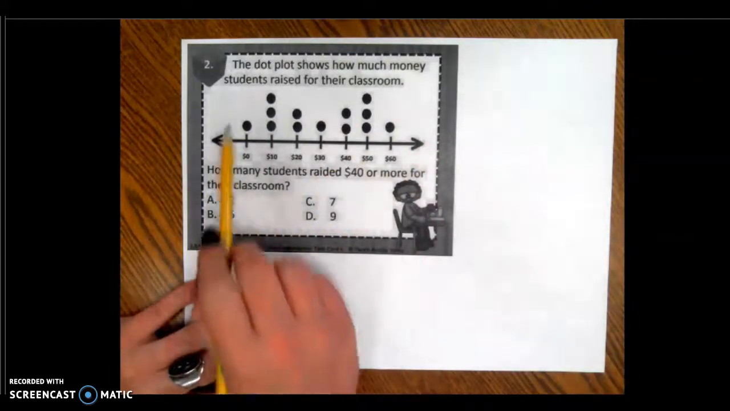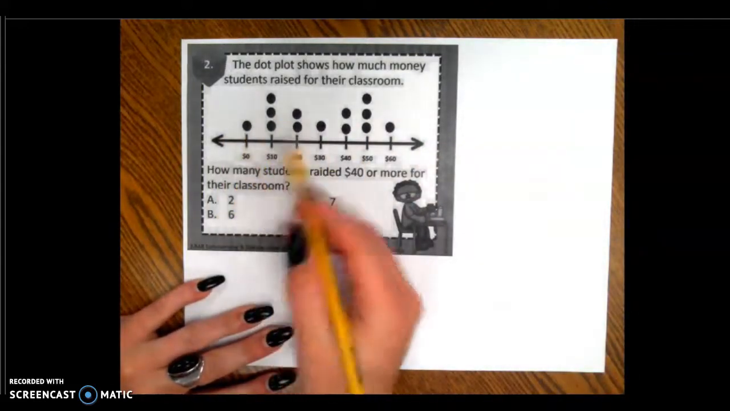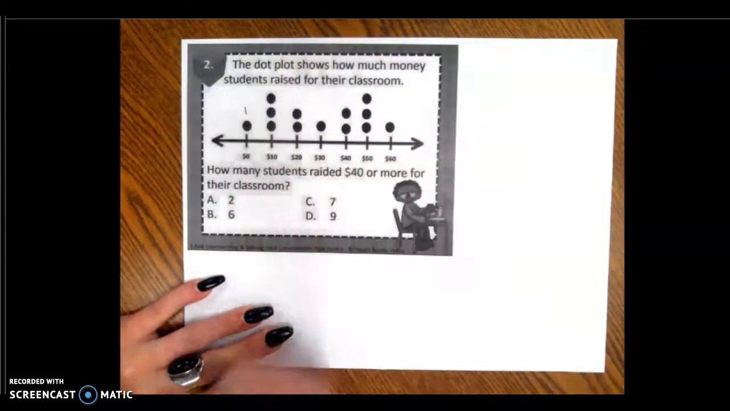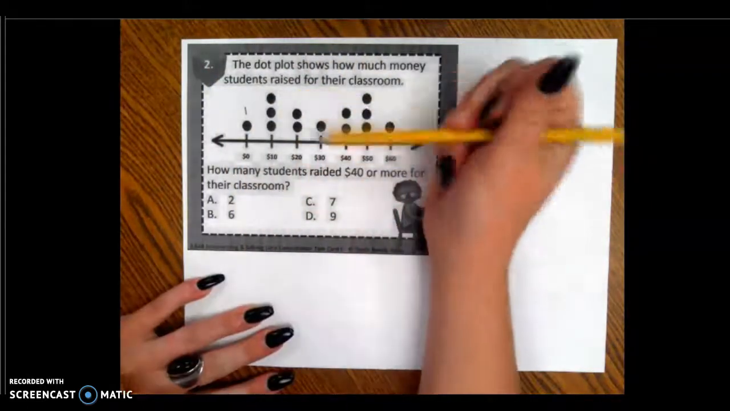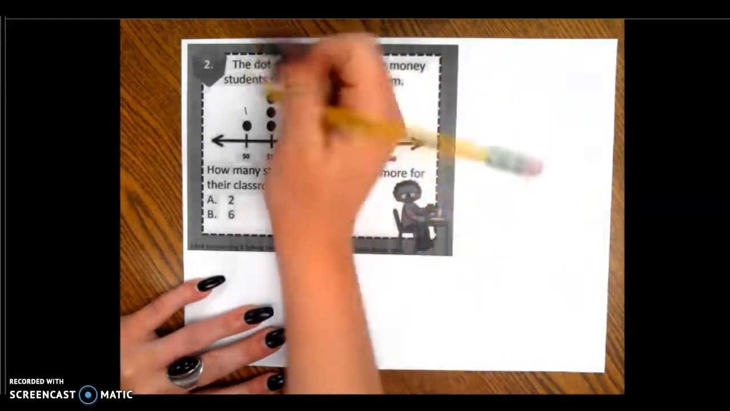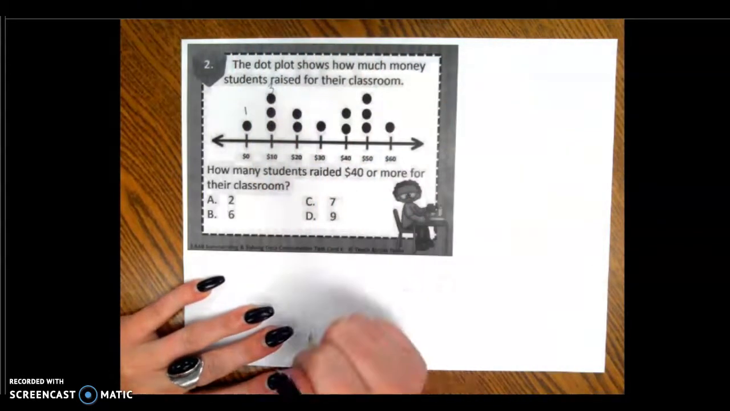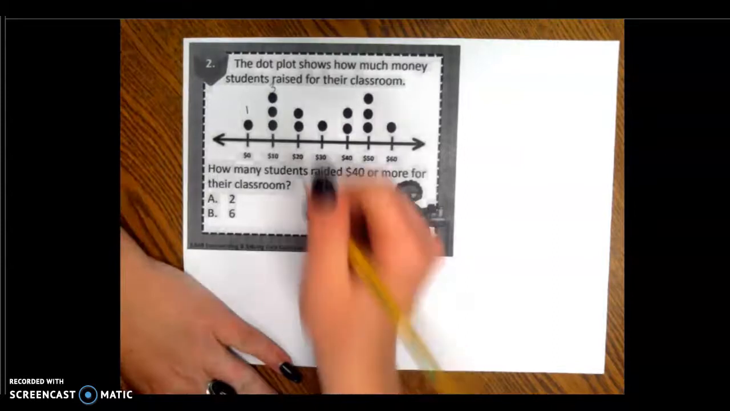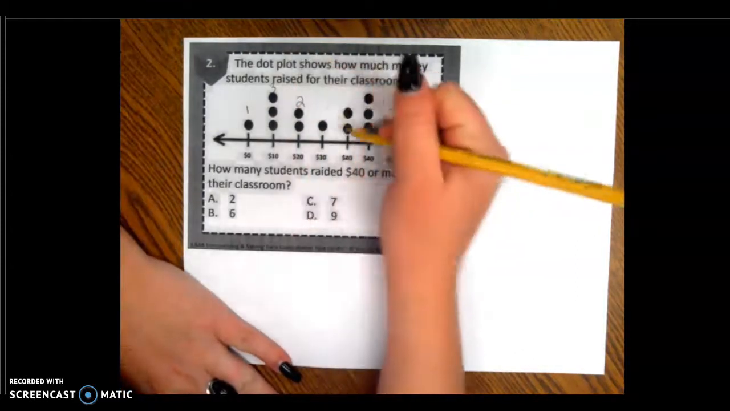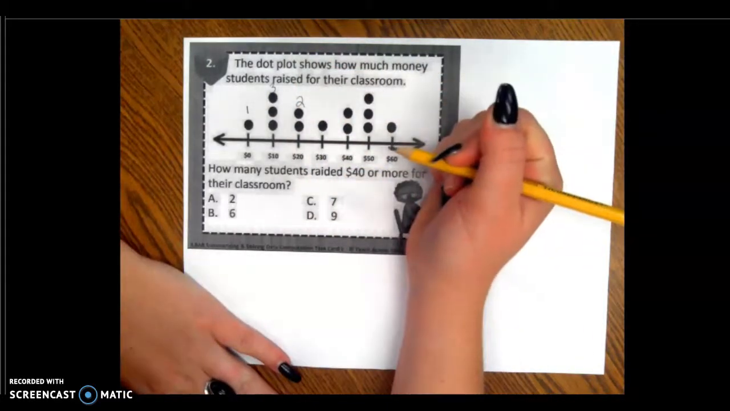So one student, there's one dot, raised $0. How many students raised $10? Let's see. 1, 2, 3. How many students raised $20? 1, 2. How many students raised $30?